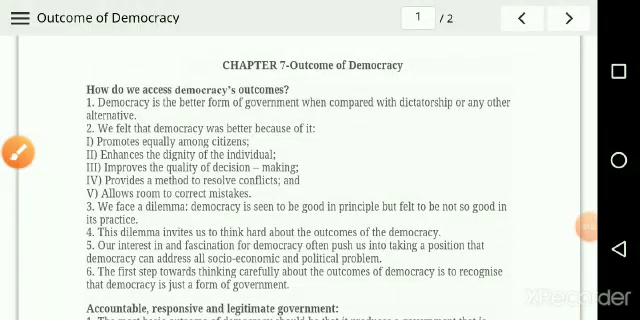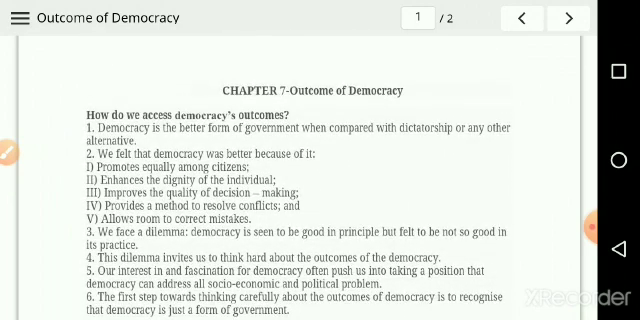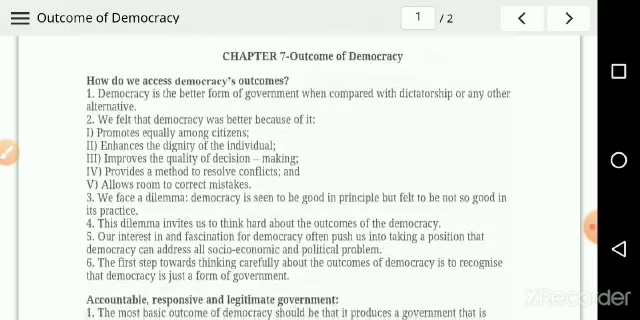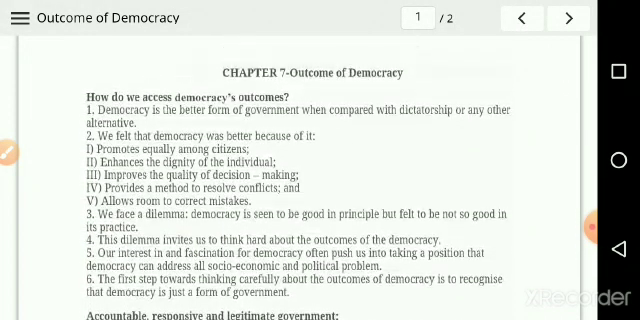Very good morning, students. Today we are going to go through the summary of the seventh lesson, Outcome of Democracy, a civics lesson. We can see the heading of that chapter: How do we assess democracy's outcome? If we are following democracy or a democratic government, then how can we assess it, and what all things do we want to think about when we are assessing that?